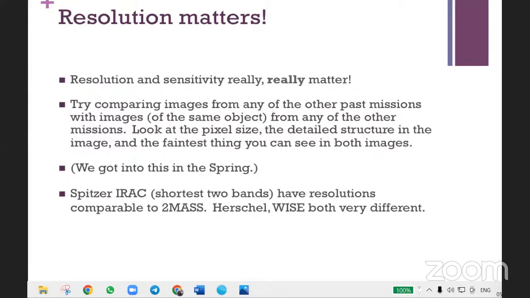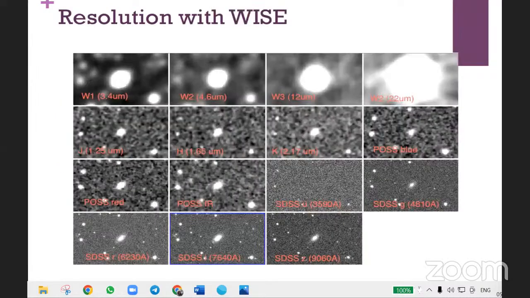So thumbnails, the sort of ways to remember it, I think of Spitzer IRAC, the shortest two bands, having spatial resolutions comparable to 2MASS. The other optical data that we have are going to be higher resolution. WISE is going to be worse resolution than Spitzer, and Herschel's going to be worse than WISE. So this is just another example of that resolution.